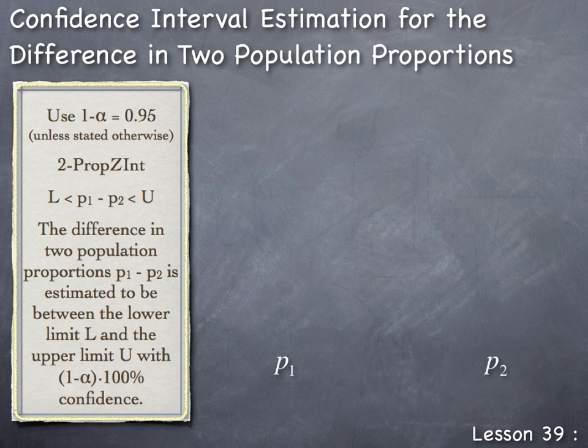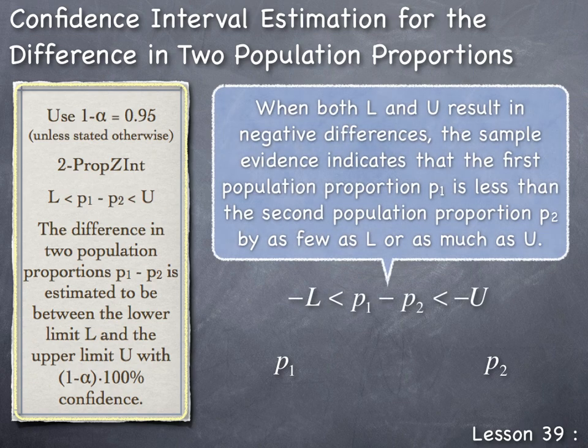When interpreting the results of the confidence interval, three situations can occur. One is when the first population proportion, p1, is less than the second population proportion, p2. In this case, when we estimate the difference, p1 minus p2, we'll take a lower value, subtract a higher value, and get a negative difference. In this case, when both L and U result in negative differences, the sample evidence indicates that the first population proportion, p1, is less than the second population proportion, p2, by as few as L or as much as U.